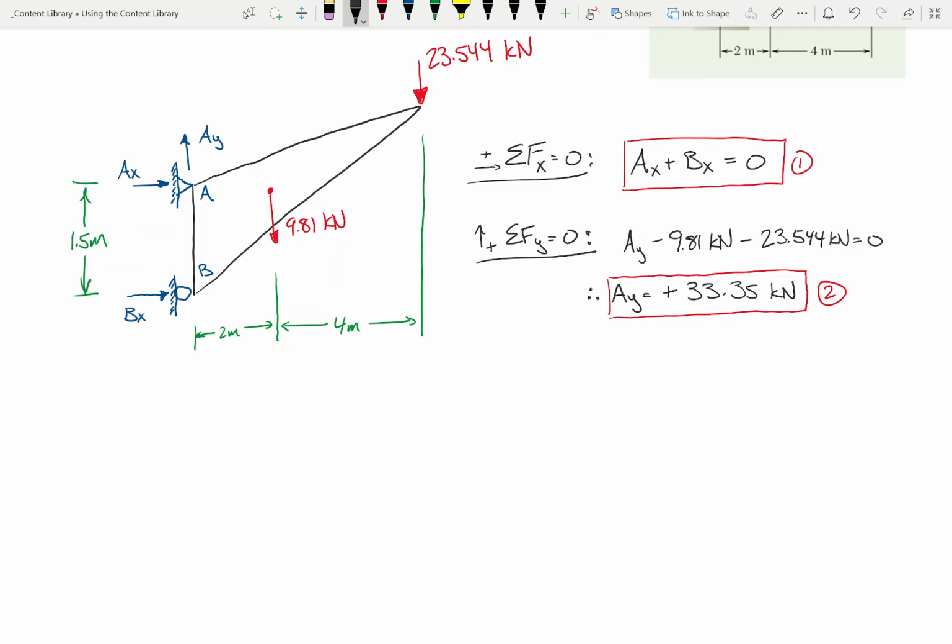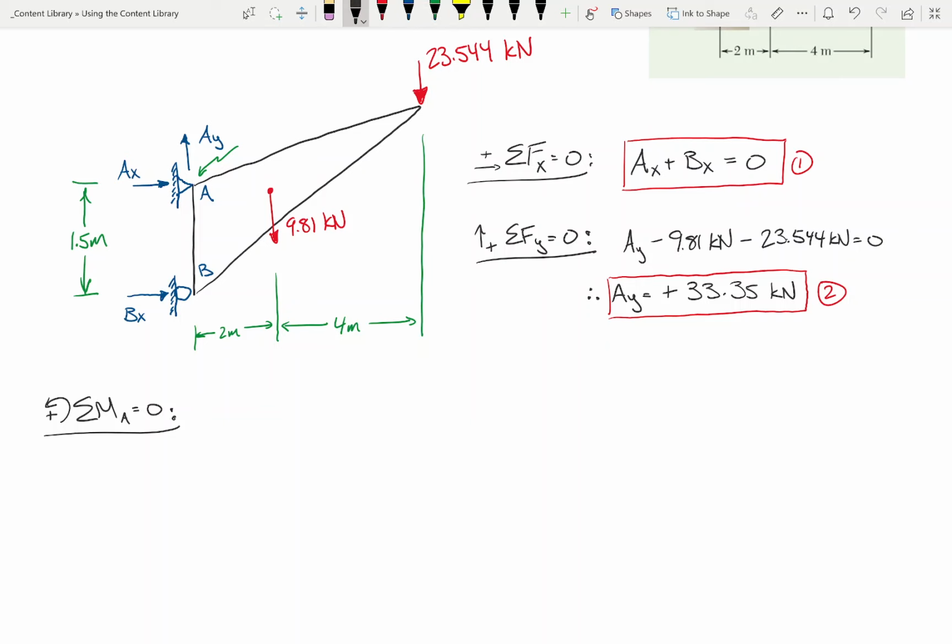Now our last equation, we're going to sum moments, and we can sum moments about any point in the structure. What I'm going to do is sum moments about point A. We'll take these moments here to be positive. I can pick any point, but typically what you want to do is write the equation that eliminates as many unknowns as possible. By summing moments right here, two of the unknowns, AX and AY, pass directly through point A. So that means that by summing moments at A, I can solve for Bx.